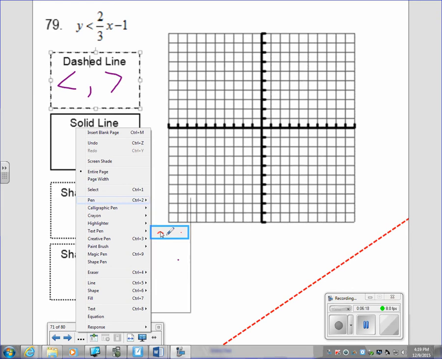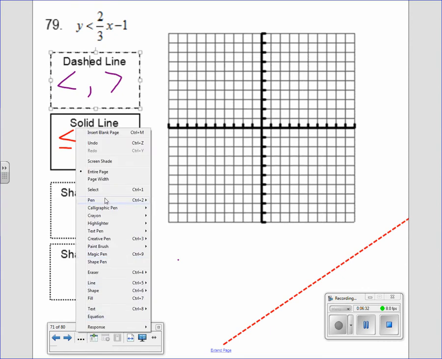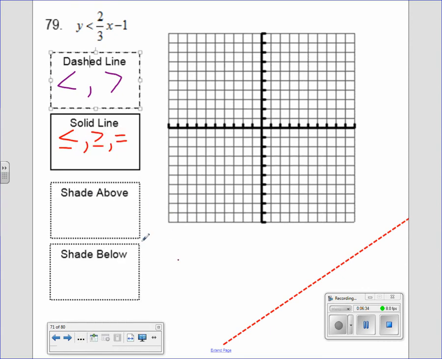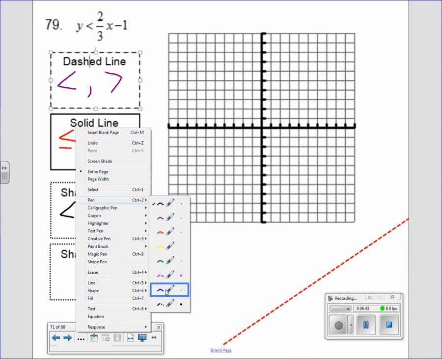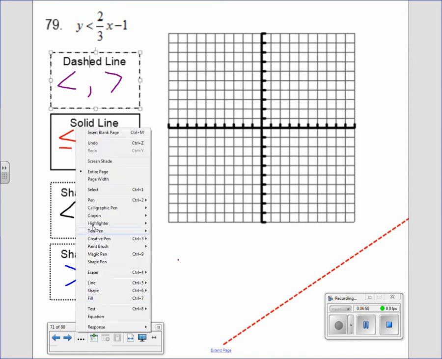Now if we're talking about a solid line, then we add an equal to sign underneath our inequality. So less than or equal to, greater than or equal to, or just the equal to sign. Now if we're shaded above, that means we have to be greater than. So if we're going to shade above, that's going to be either greater than or equal to. And if we're shaded below, we have to be less than. So it's going to be either less than or equal to.